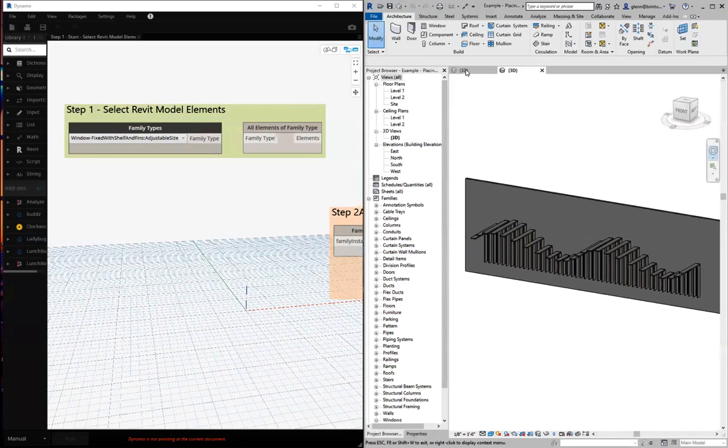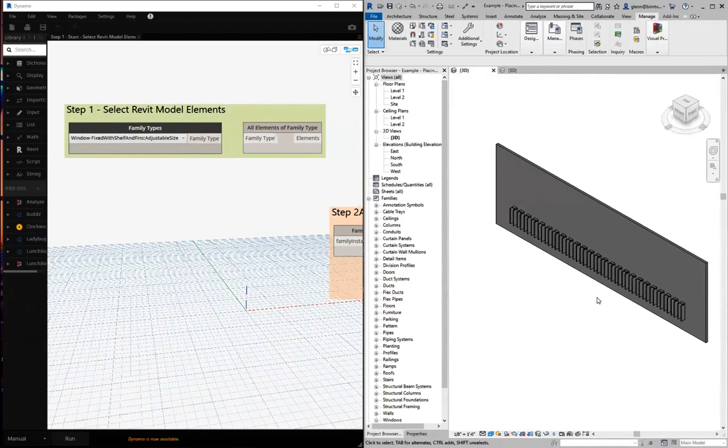But here's where we're going to start, with something like this, which is perfectly ordinary. So let's take a look at the example of how we can transform these perfectly ordinary windows into those very curvaceous sine wave windows.